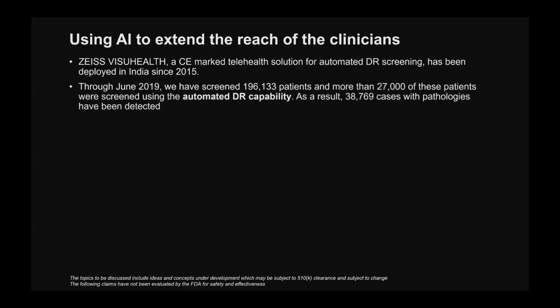Through June 2019, we have screened more than 196,000 patients, and more than 27,000 of these patients were screened using the automated DR capability. As a result, more than 38,000 cases with pathologies have been detected.